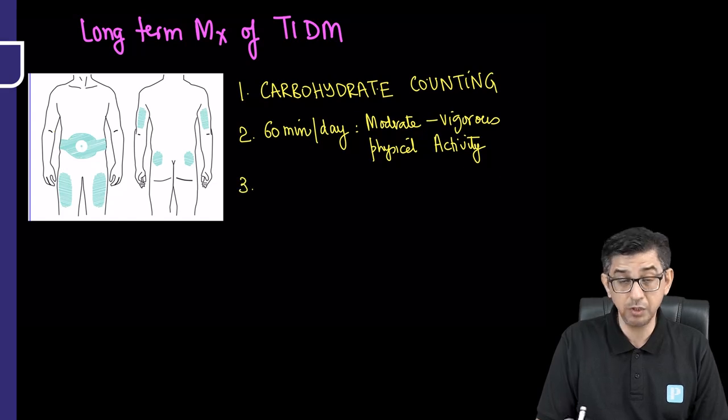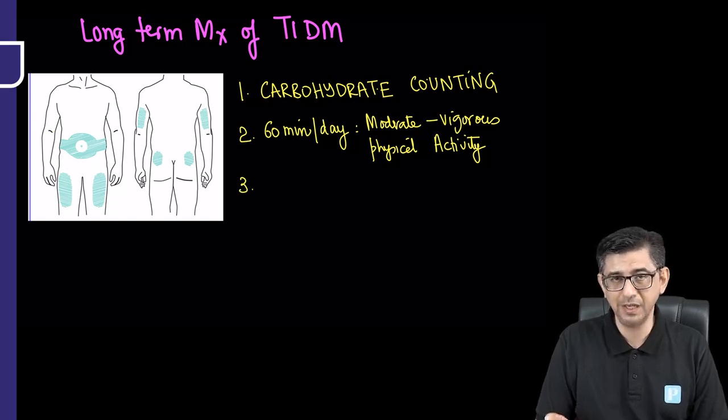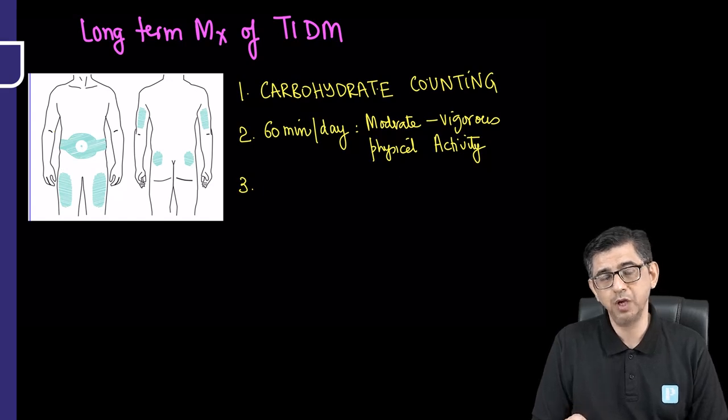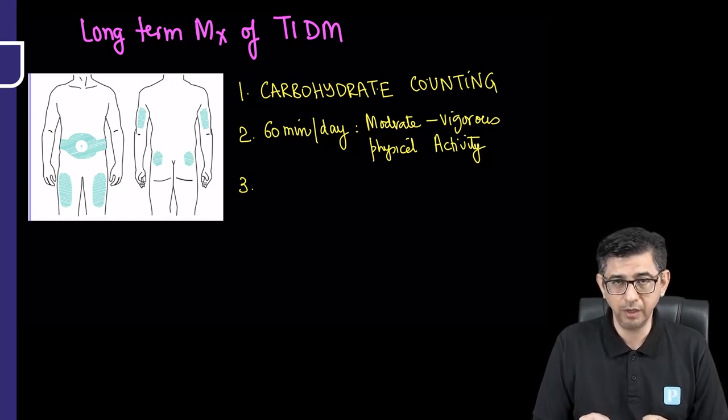Whereas in type 2 diabetes, we avoid vigorous physical activity, because these patients could have atherosclerotic plaques in their coronary arteries, and if a plaque tears, they could even develop myocardial infarction.